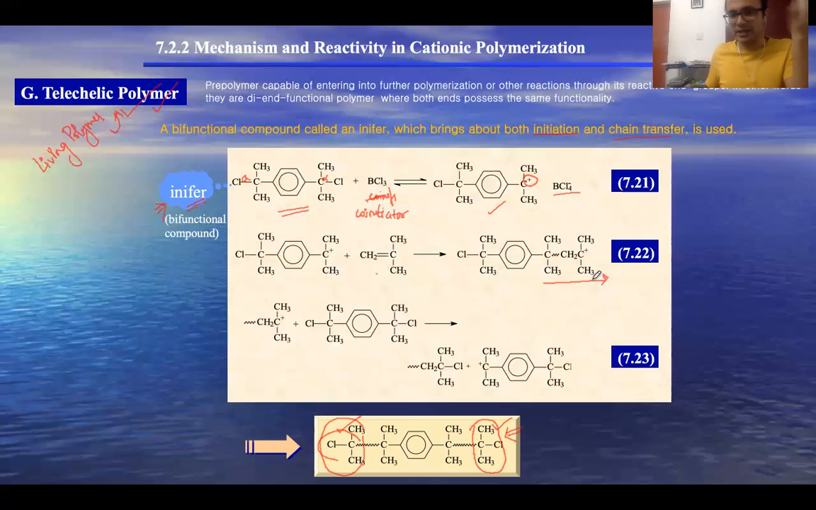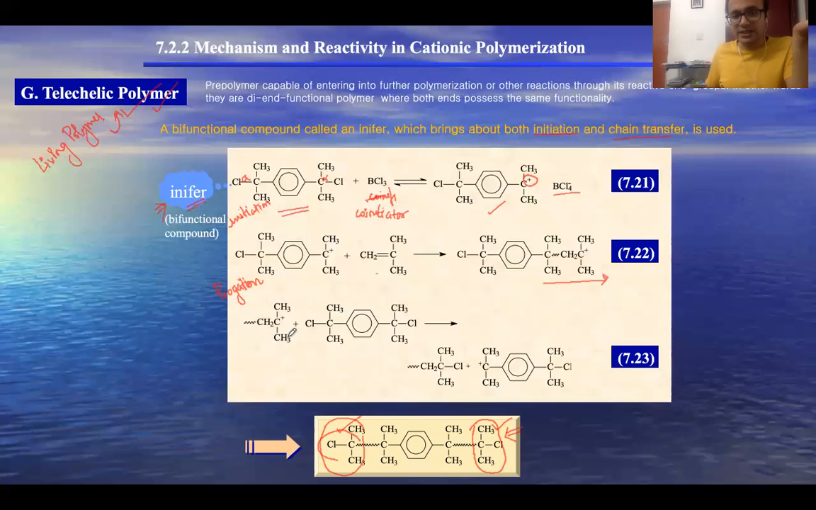So the first step is your initiation. And then this is your propagation step. It involves both the initiator-monomer complex and the propagation. So the second step is the propagation step here.